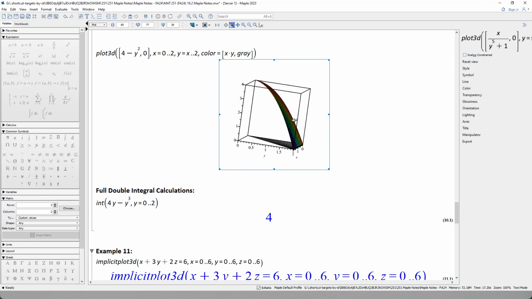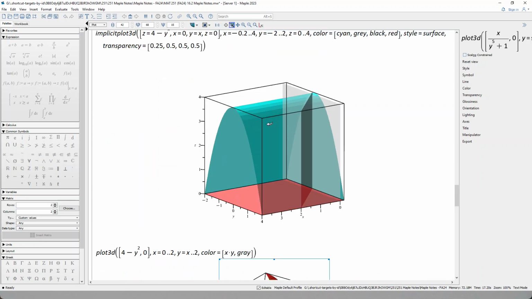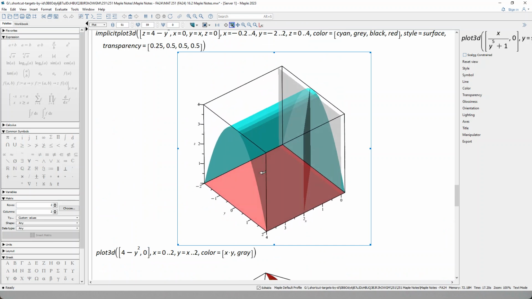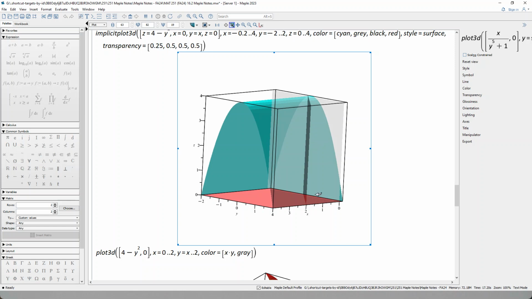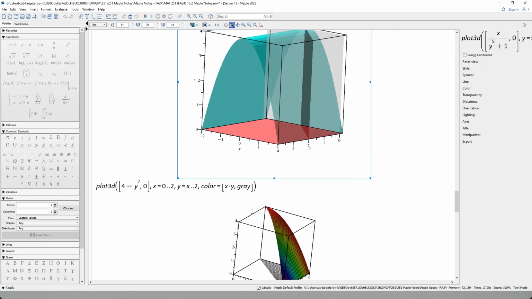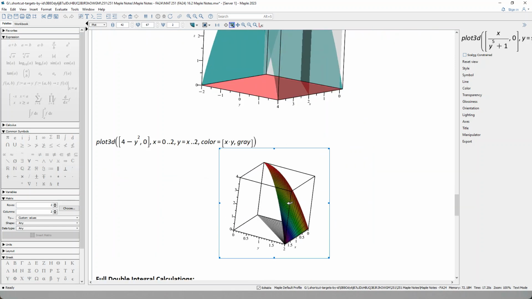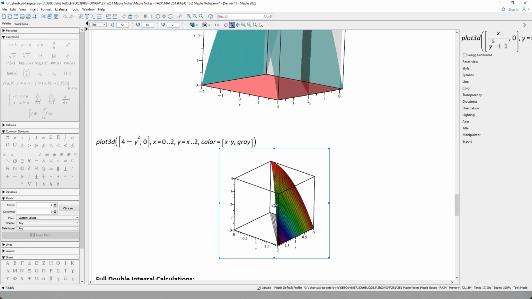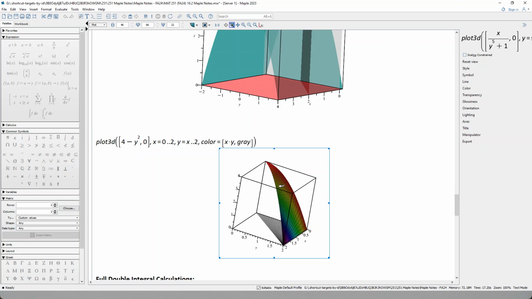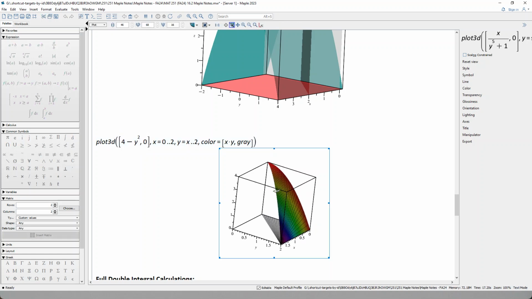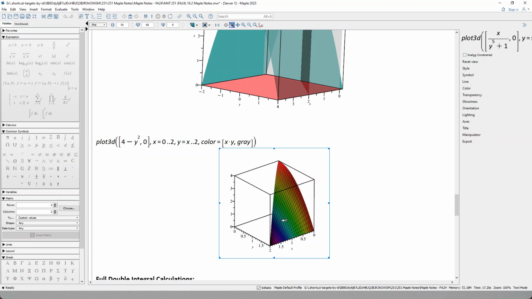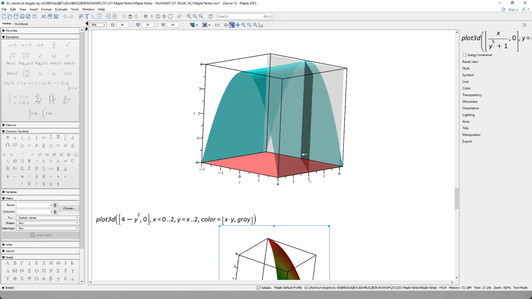And this is the surface, by the way. It's a little hard to see, so I graphed it in implicit plot at first. So you can see it's just this wedge kind of shape in the back. So then I used plot 3D to graph just that wedge piece of it, and nothing else, by graphing 4 minus y squared and 0, and then I kind of looked at it. And I could see it was just that triangular wedge piece in the back.